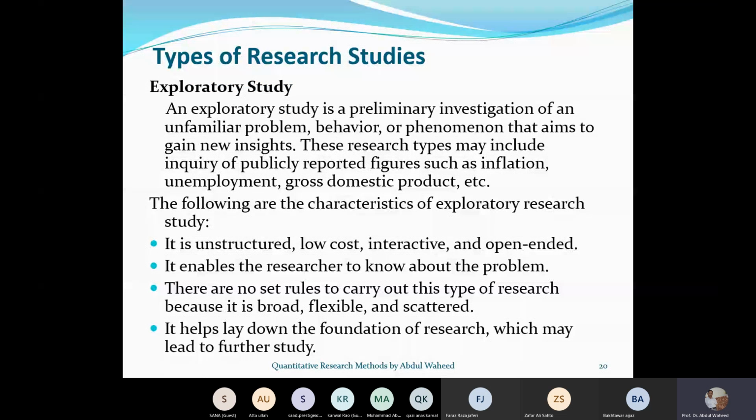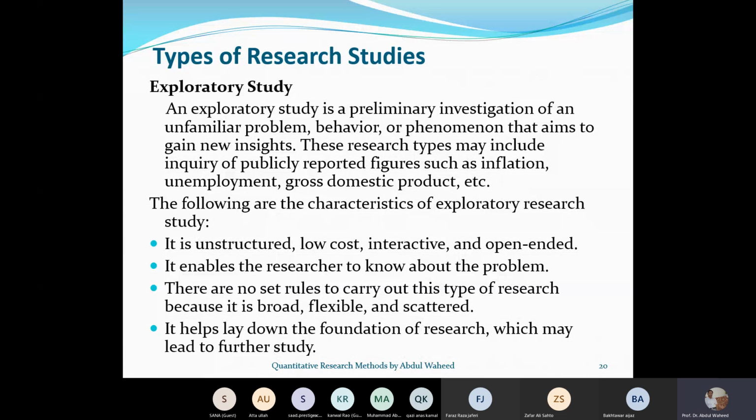Then we have different types of research studies. We have exploratory study, and exploratory study is a preliminary investigation of an unfamiliar problem or behavior or phenomenon that aims to gain new insight. Okay, so we want to explore something. We don't know much about that problem. We don't know about that behavior, and then we conduct exploratory study to explore about that problem.